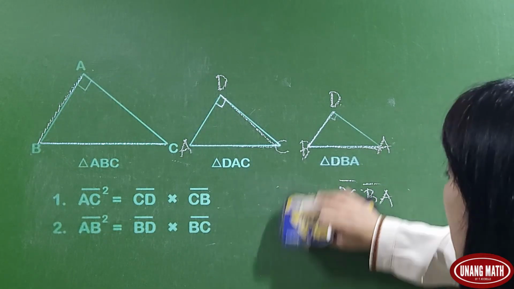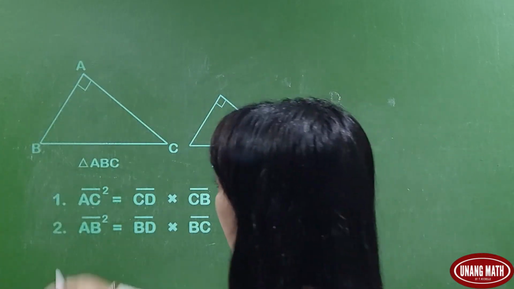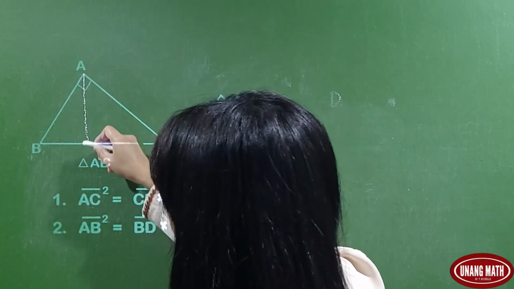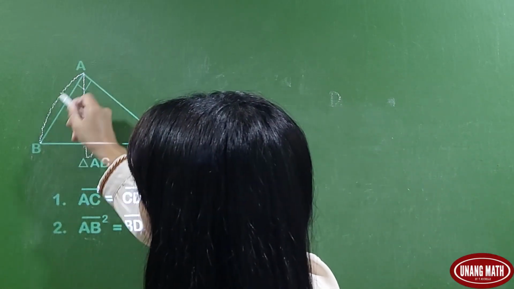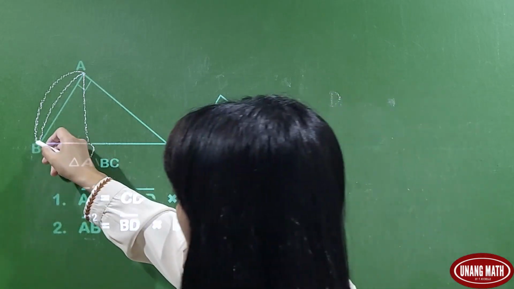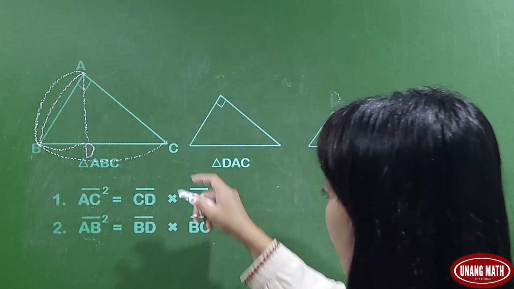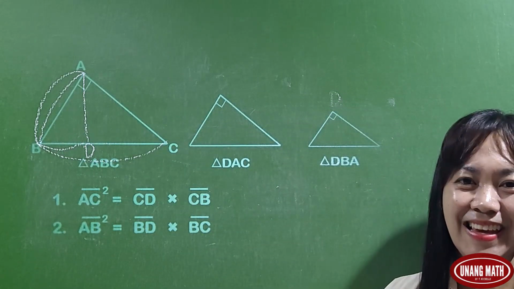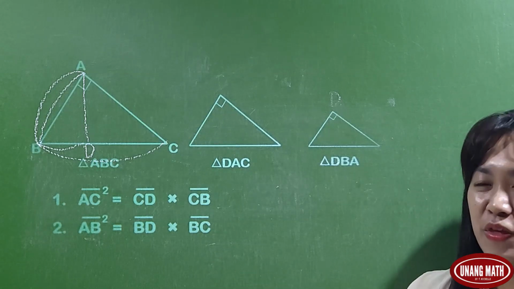What does that mean? If we show here, this is the height of this right triangle. So AB squared, 2 times of this length, would be equal to the length of BD multiplied by the length of BC. What about the third theorem?